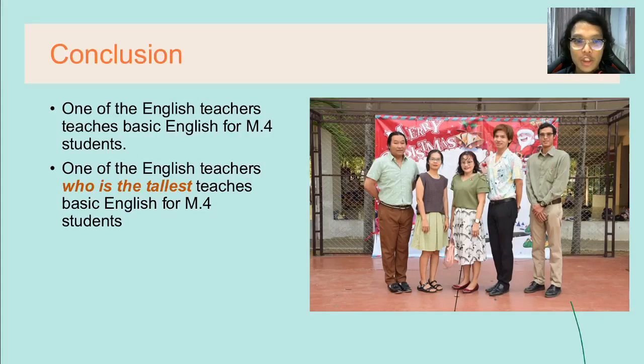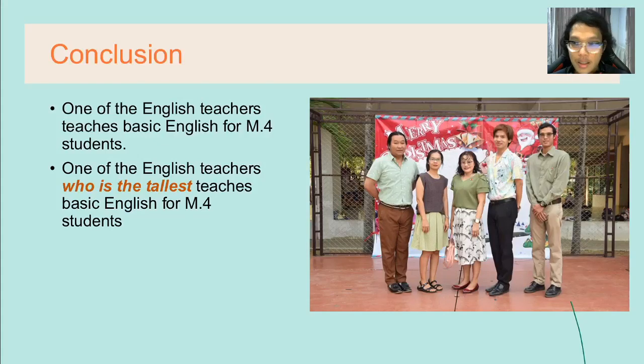One of the English teachers teaches basic English for Mathayom 4 students. The first sentence: I didn't give you the detail of which English teacher teaches Mathayom 4 students. I just said that there is one teacher who teaches basic English, right? So it is not a really detailed sentence that lets you understand about the noun.